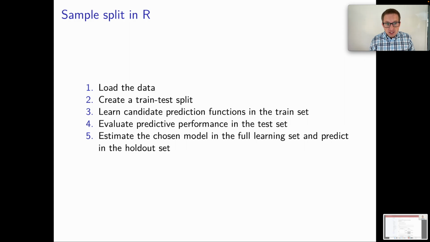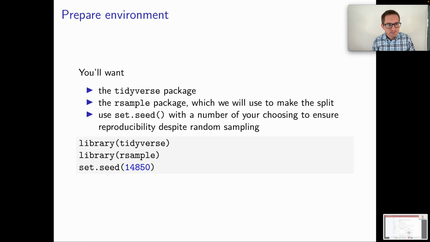So here are the steps to do a sample split in R. You'll first load the data, then create a train test split, learn candidate prediction functions in the train set, evaluate the predictive performance of those functions in your test set, and then finally, once you've chosen a model, you go back and learn that model in the whole learning set, and then predict for the holdout set where you don't get to see the outcome values.